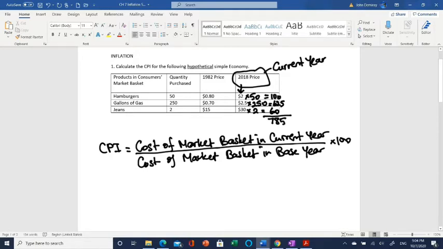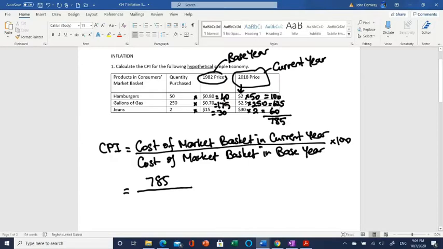So we just found that here. Let's just plug that in our formula. So we have the cost of the current market basket is $7.85.